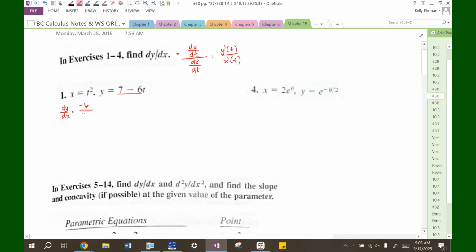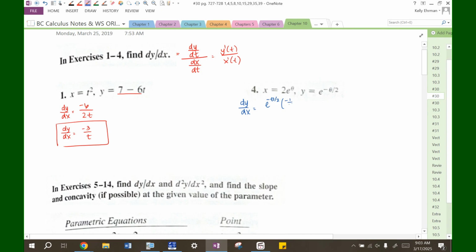The derivative of x would be 2t. So I'll simplify it to negative 3 over t. For the next one, same idea. So start with dy/dt. The derivative of e to the u is e to the u times u prime. So don't forget to take the derivative of this.